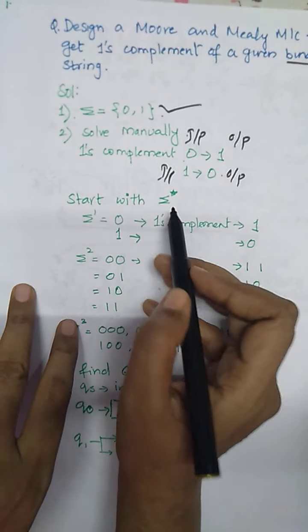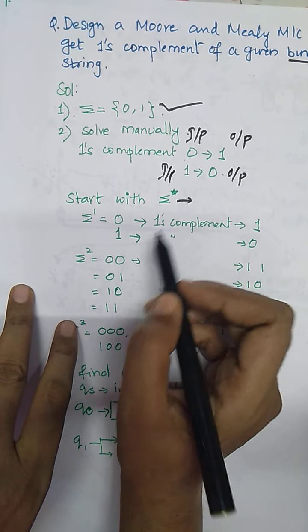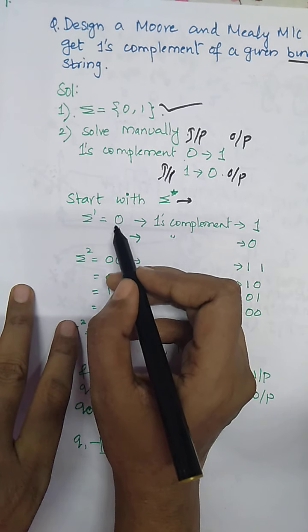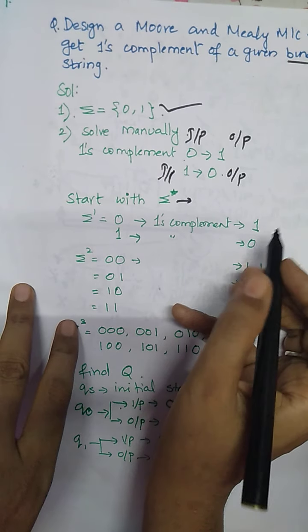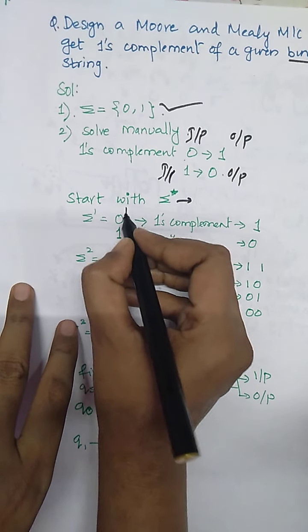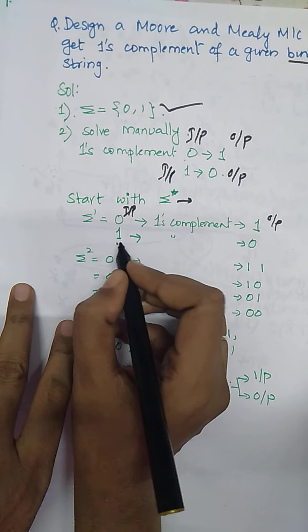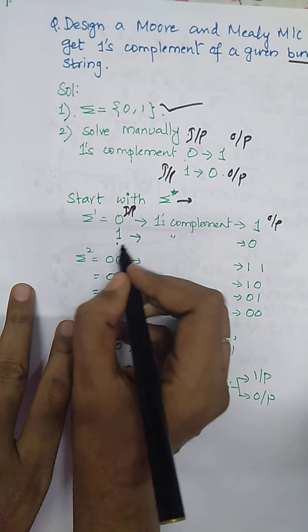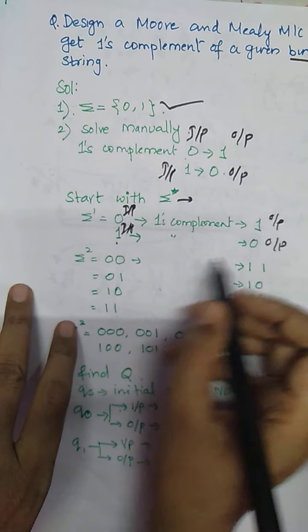So now we have to find out all the strings. For finding all the strings, we have to find the sigma closure. So the first bit that we are going to get is 0. If it is 0, because of the ones complement, the output should be 1. Because of sigma raised to 1, it will be either 0 or 1. So if the input is 1, because of ones complement, the output will be 0.